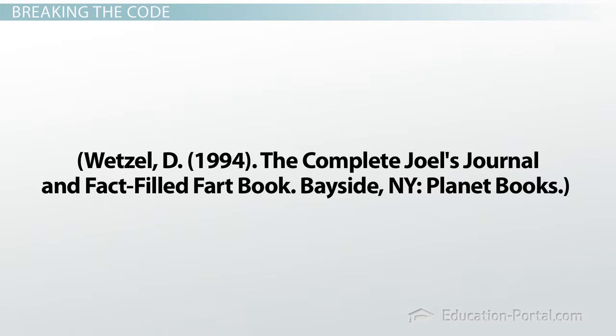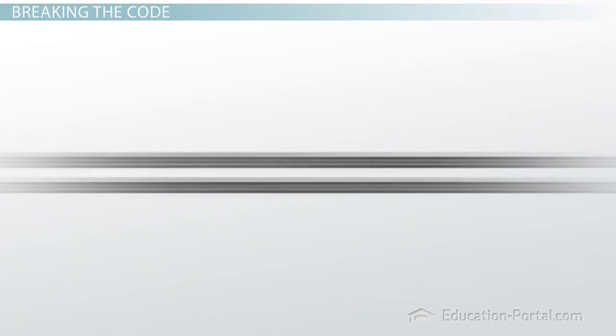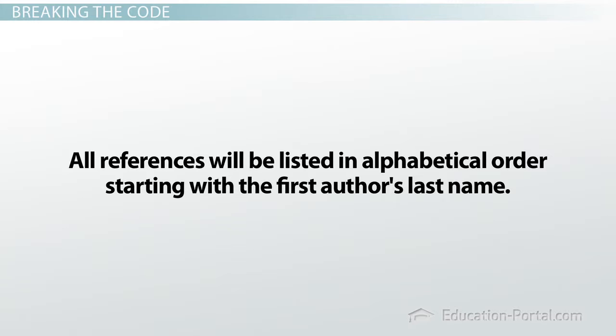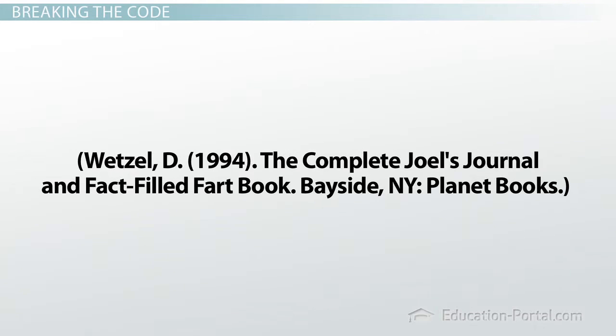The bibliography is found at the end of a work you're reading. All references will be listed in alphabetical order, starting with the author's last name. The reference will begin very similar to our in-text citation, with the author's last name. For our example, the author's last name is Wetzel. However, you will also receive the first, and if they have one, middle initial of the author as well. In our example, it's D.